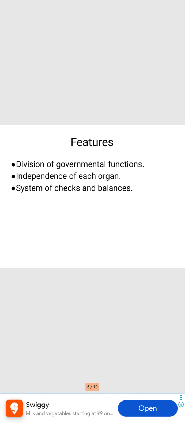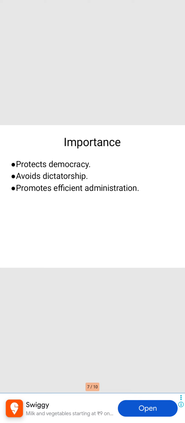Why is this separation of powers needed? It is to prevent concentration of power, to protect liberty and rights of individuals, to maintain efficiency and specialization, to ensure rule of law, that is, to ensure every action of the government is according to law and subject to judicial scrutiny, and to maintain balance among the organs of the state. That is the important thing.